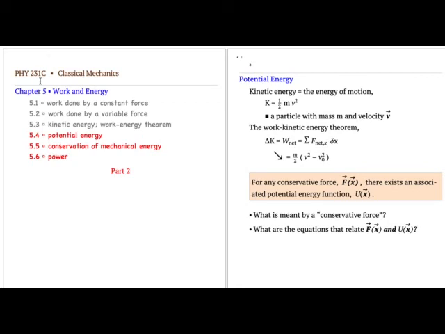Chapter 5, called Work and Energy, is concerned with three topics: work, kinetic energy, and potential energy. Now, in part 1 of the introduction to Chapter 5, I went over work and kinetic energy. So this is part 2 of the video on potential energy. And that will lead to the law of conservation of energy. And there's a final section called power.